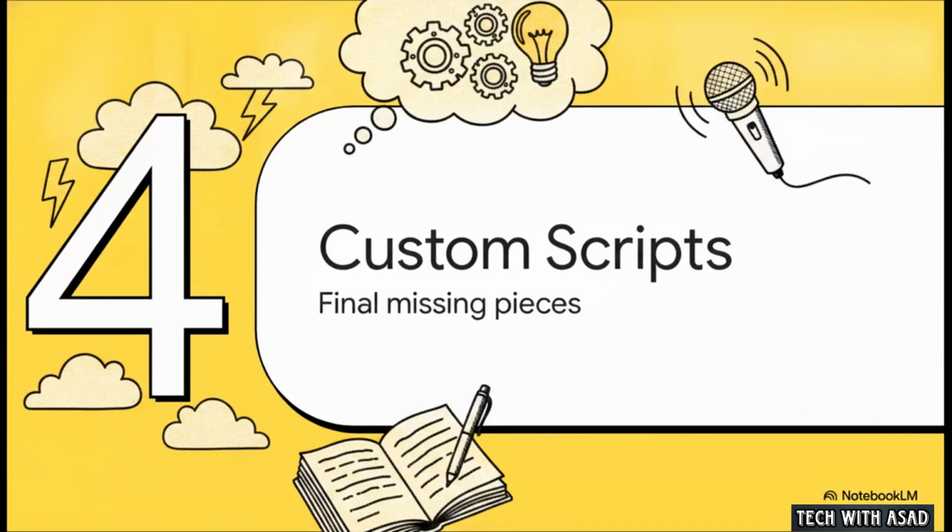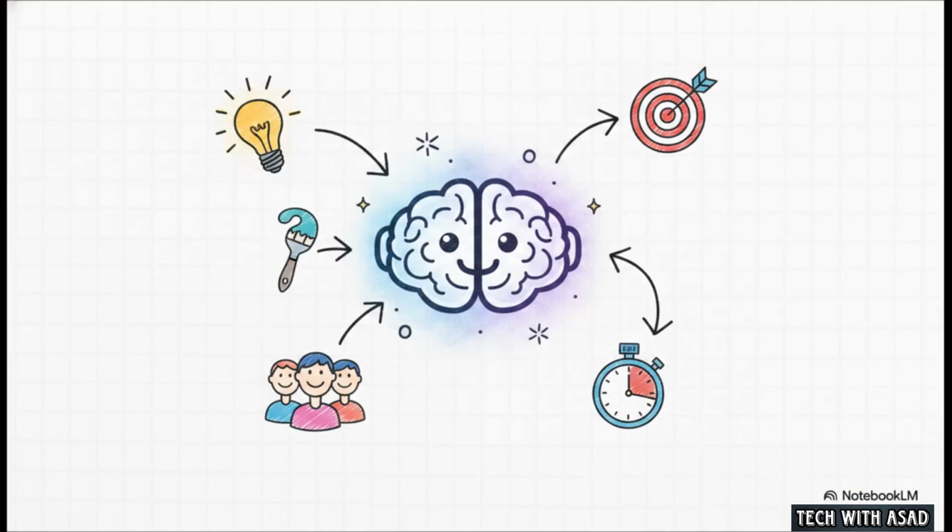Finally, Section 4, generating custom scripts, the final missing pieces. Now, to get an AI assistant to write a script that fits this exact 90-second blueprint, you really only need to feed it 5 specific pieces of information. Number 1, your topic. Number 2, the visual style. 3, the target audience. 4, the preferred length. And 5, your key points. By just giving an AI those 5 simple data points, you unlock the full power of the blueprint without ever having to stare at a blank page.